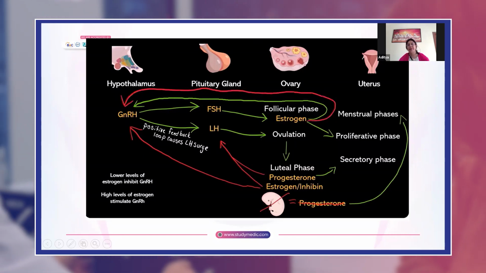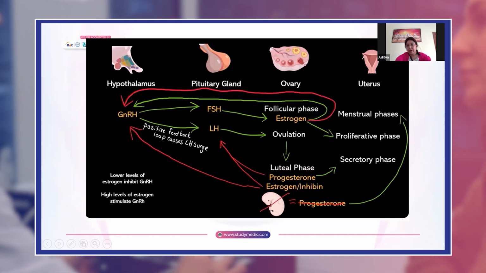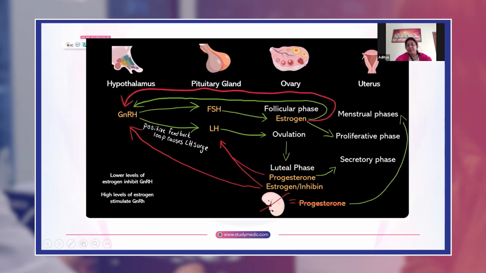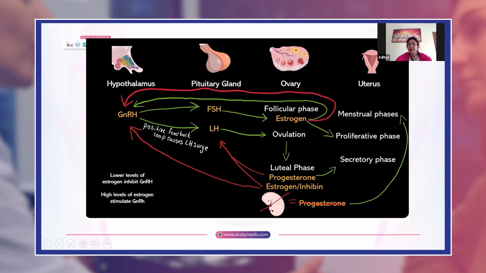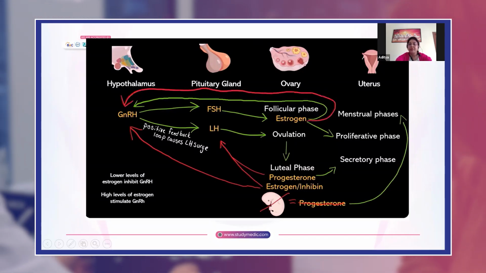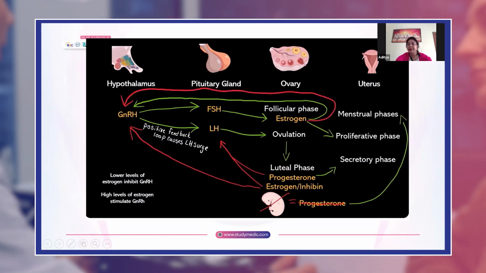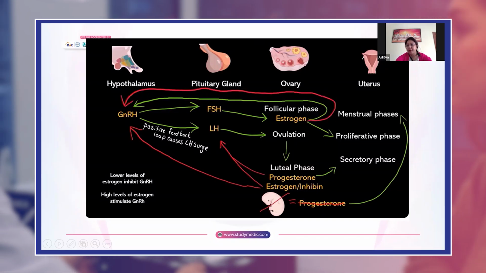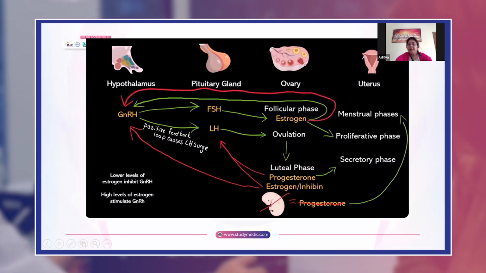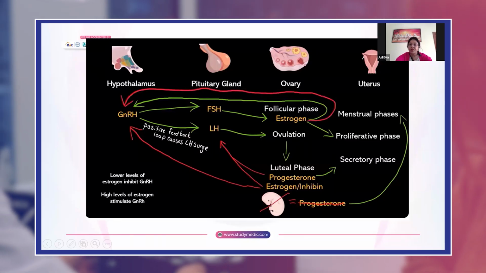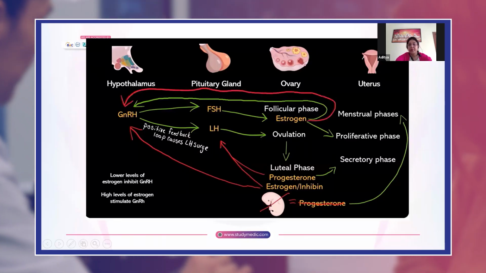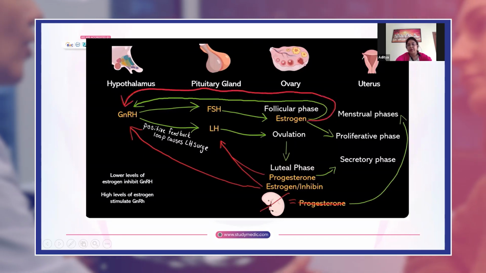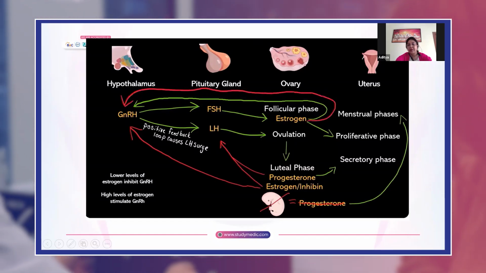This phase is called the luteal phase. Once ovulation occurs, the Graafian follicle gets converted into the corpus luteum. The corpus luteum starts producing progesterone, which is the main hormone. This progesterone acts on the secretory phase of the uterine endometrium and makes the endometrium receptive for implantation. The corpus luteum also produces estrogen and inhibin. All these hormones continue to rise because the corpus luteum releases progesterone, estrogen, and inhibin.